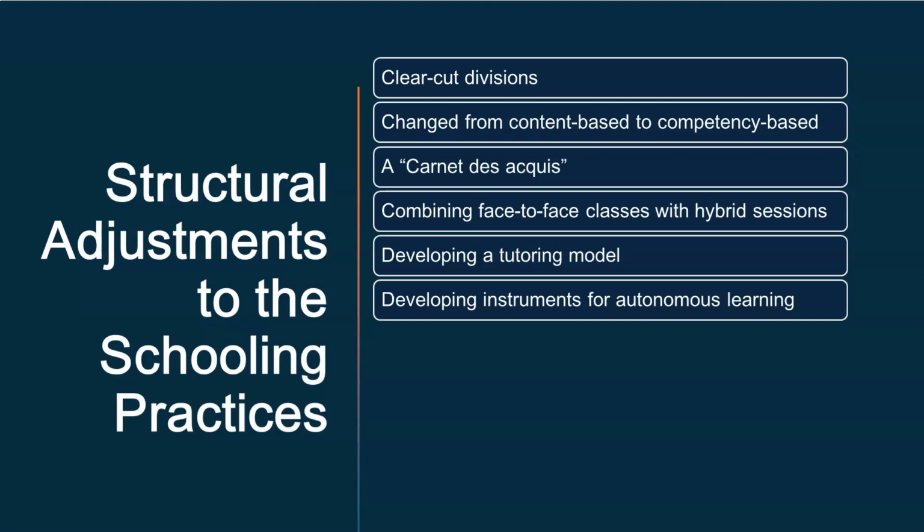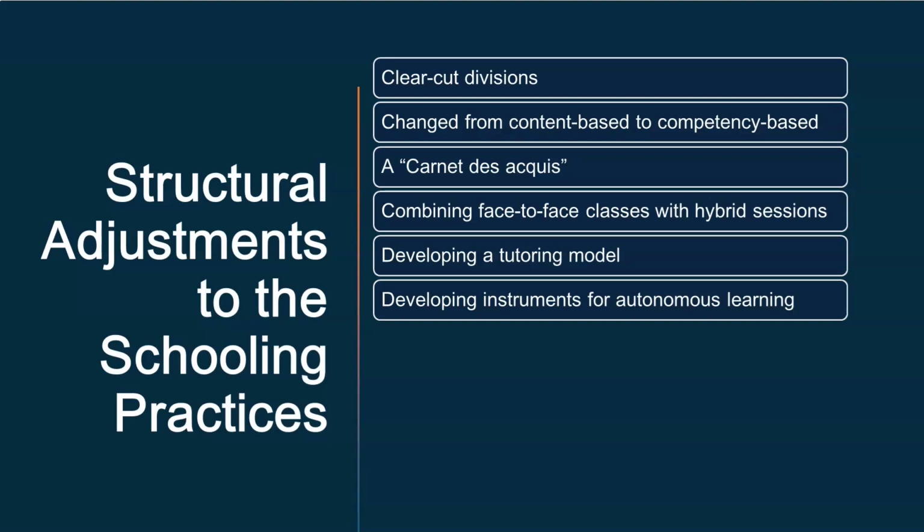3. A carnet des acquis is needed to register progress on the learning pathway. 4. Combining face-to-face classes with hybrid sessions implies modification to school schedules and alternative weekly and monthly time allocation, e.g. alternate schools. 5. Developing a tutoring model, for example, a behavioral, interactionist, and developmental.